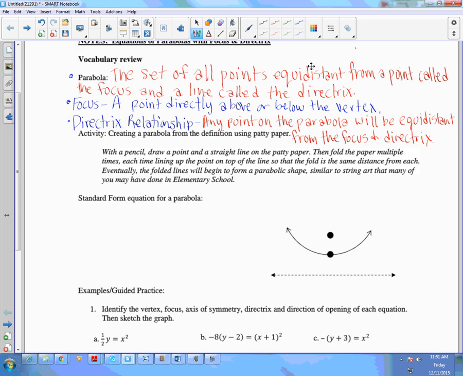I didn't know no mathematician did that. Okay. At some point, I'm going to look it up.